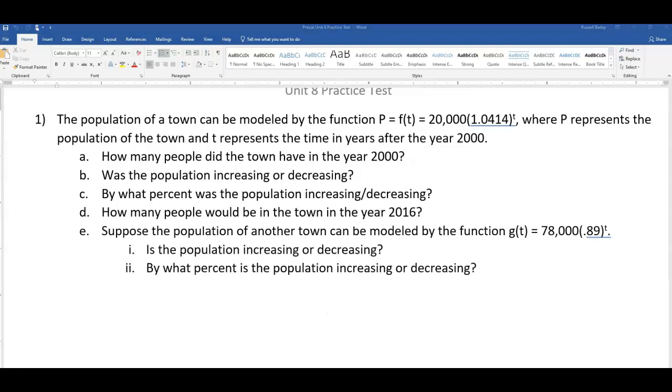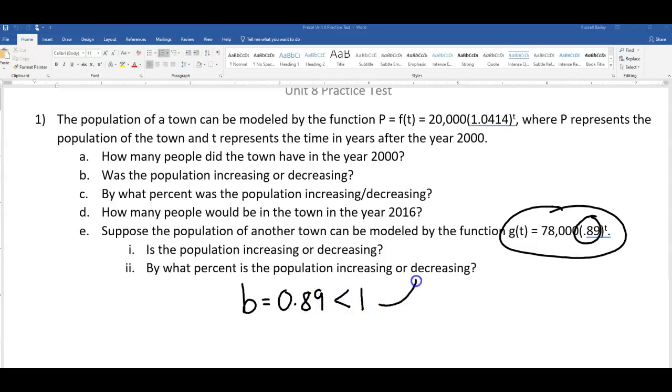So for part E, it says, suppose we have another town whose population will be modeled by this function here. Once again, the question is, is the population increasing or decreasing? As you know, we look at the B value. In this case, B is equal to 0.89, which is less than 1, and therefore this time we are decreasing. So that's for part 1.